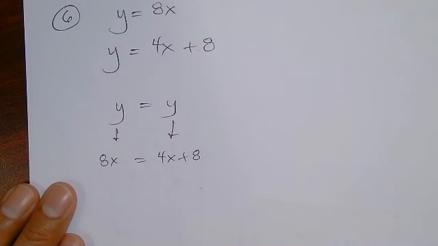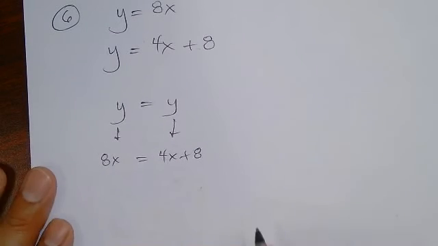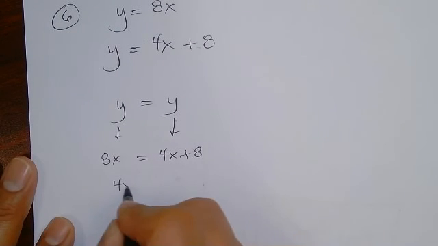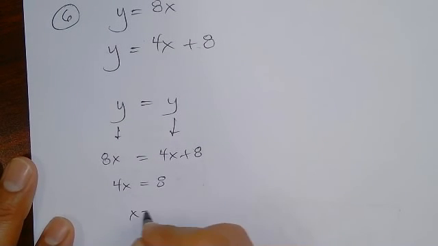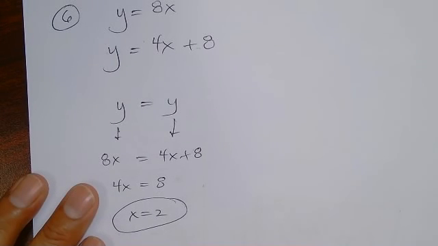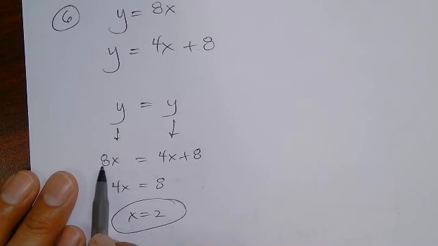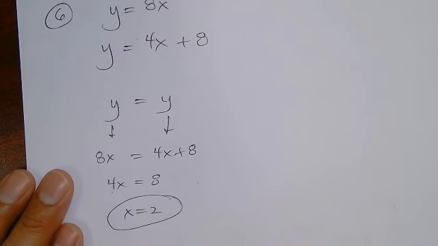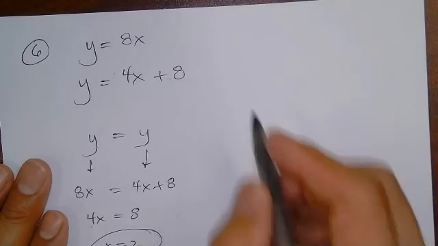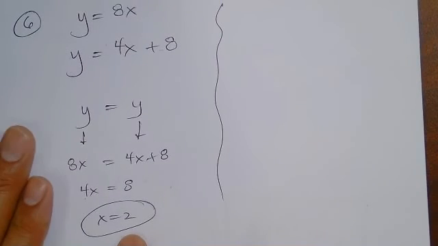And then I'm going to solve that. This first one, y is equal to 8x. We put this y equal to this one. Okay, solve this, you're going to get 4x equals 8. You'll get x equals 2. Found the x coordinate. I subtracted 4x, so 8 take away 4 is 4. 4x equals 8. 4 times 2 is equal to 8. Okay, I found the x coordinate.